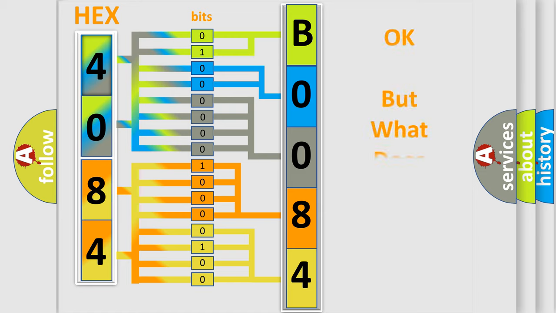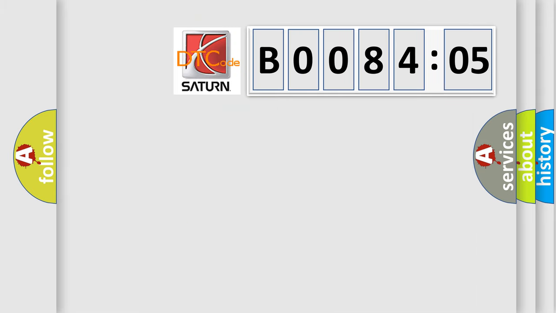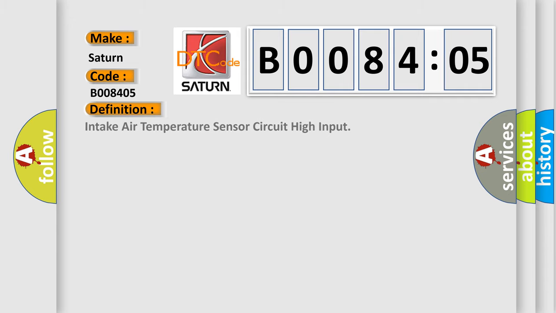The number itself does not make sense to us if we cannot assign information about it to what it actually expresses. So, what does the diagnostic trouble code B0084-05 interpret specifically for Saturn car manufacturers? The basic definition is intake air temperature sensor circuit high input. And now this is a short description of this DTC code.